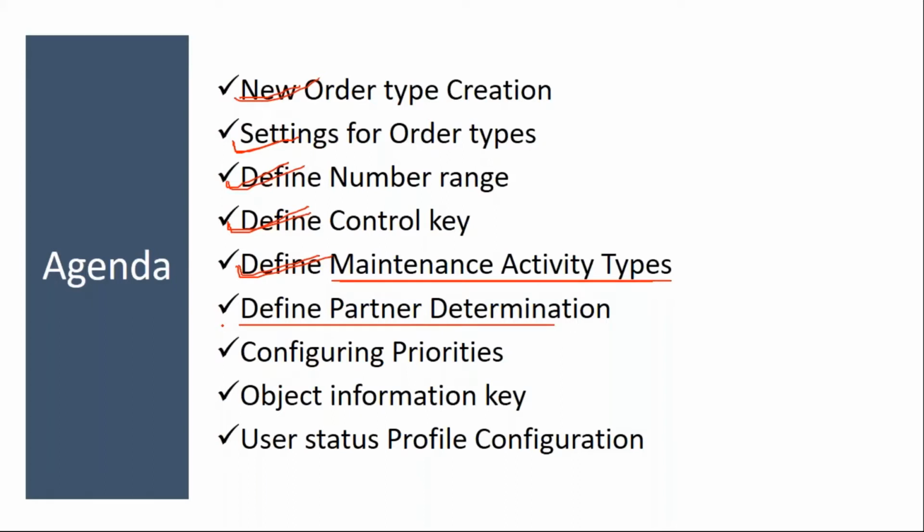Then partner determination, how it is configured. Then priorities, configuring the priorities. Of course, we covered this during notification. Again, we will cover in the order. Then object information key, how this object information key is assigned to the order type. Then user status profile configuration. This one we will cover.